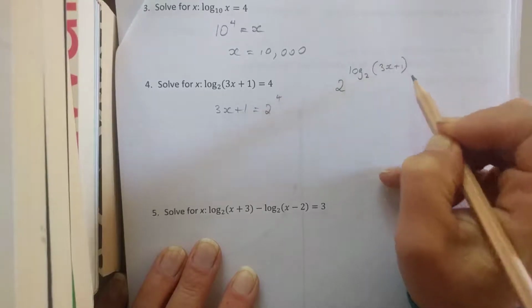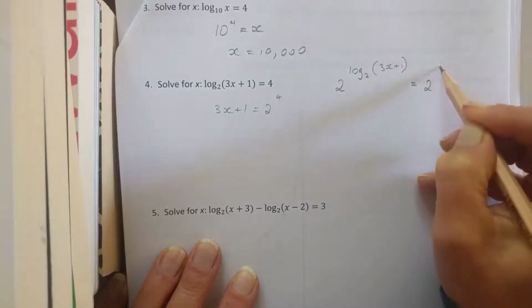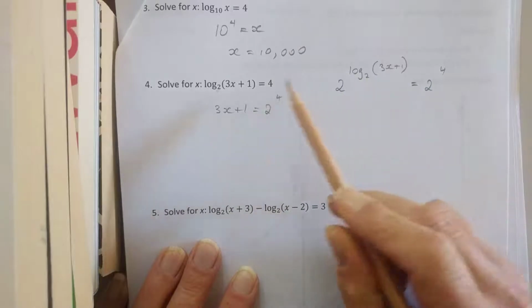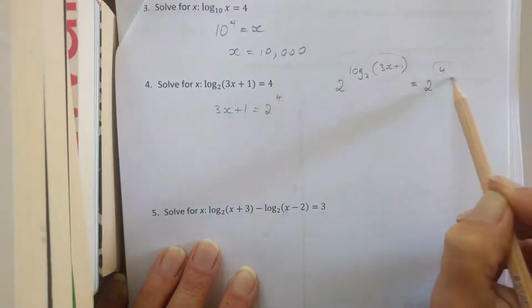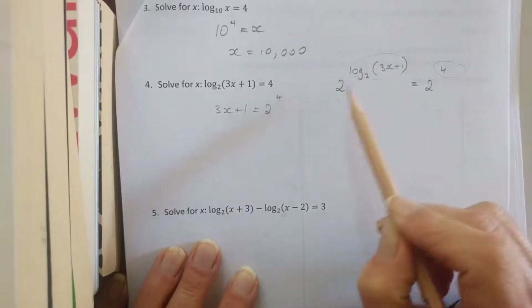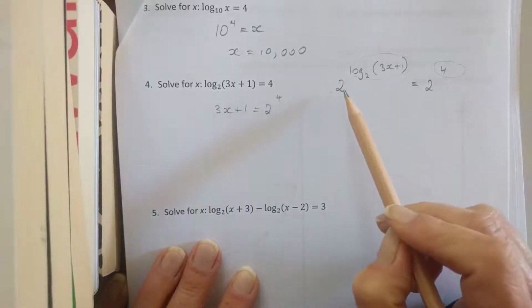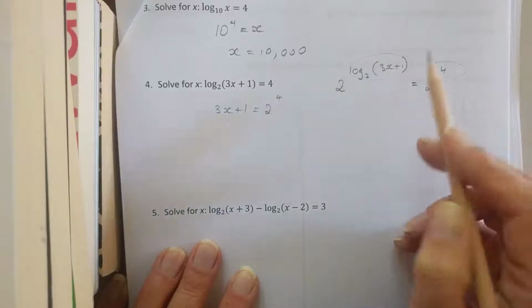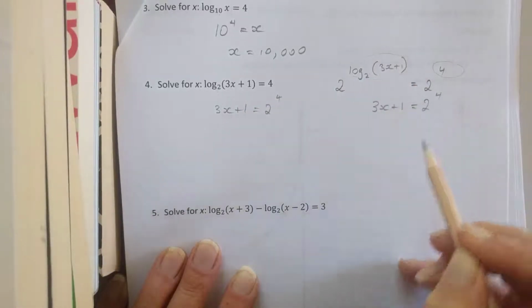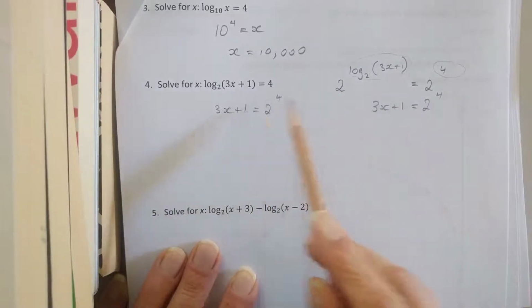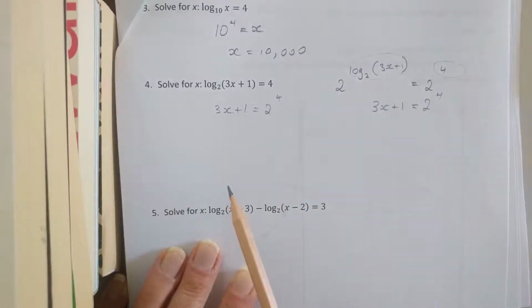I raise everything to a base 2, and I do the same thing on the right-hand side. So both the left-hand and the right-hand side of the equations have become powers, both to a base 2. But on the left-hand side, 2 to the power of log base 2 cancels itself out, and I get 3x plus 1, and I still have 2 to the power of 4 on the right.